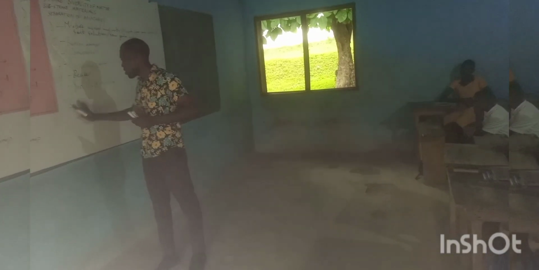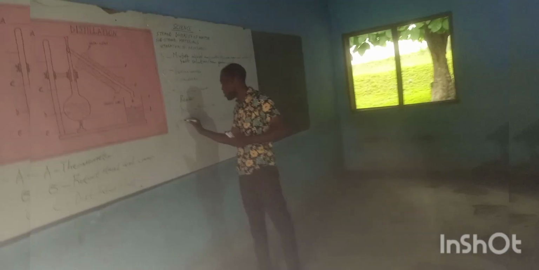What is the boiling point of alcohol? 65 degrees. 78 degrees. I will accept the 78. 78 degrees Celsius. So you can see that the boiling point of water and alcohol are vastly different.